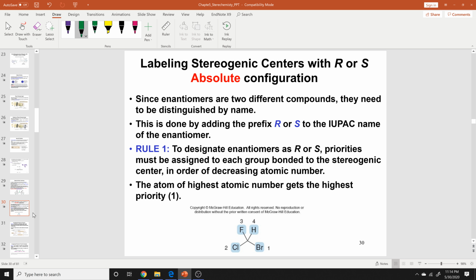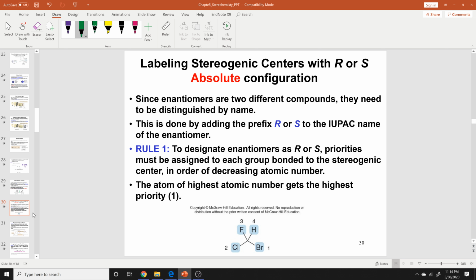If they are rotated clockwise, then we call this an R absolute configuration, and we have to include it in the name. If the chiral centers are rotated counterclockwise, then we call this an S, and this also has to be included in the name. Now, how can we determine the absolute configuration of the molecule?